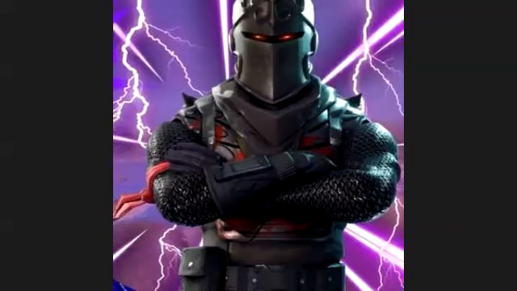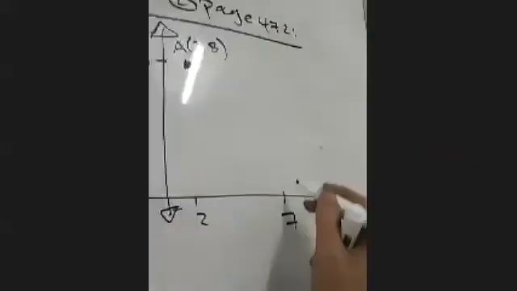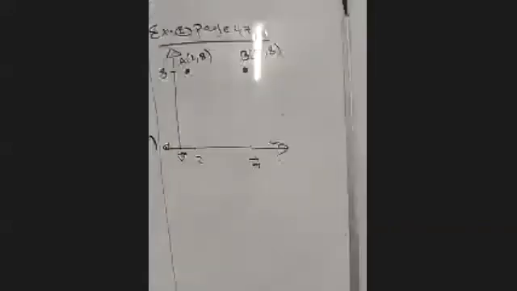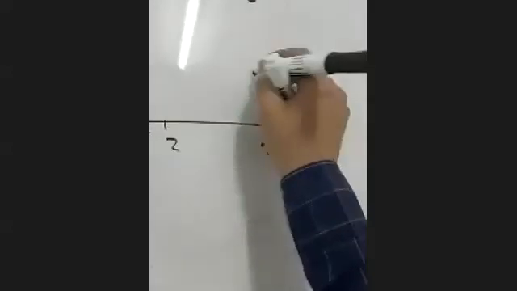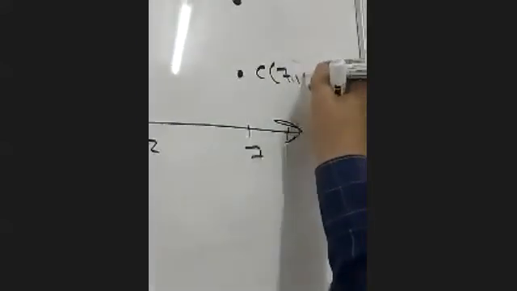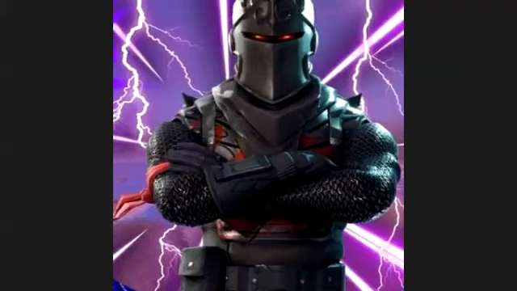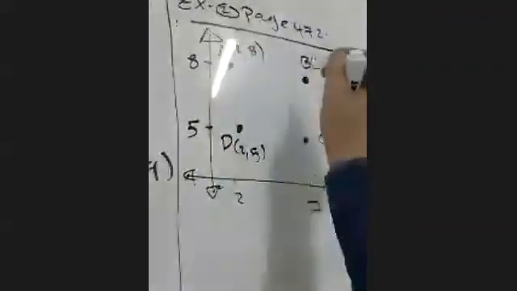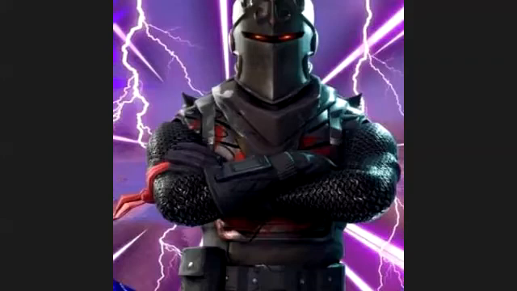Now point B. What's point B? 7 and 8. Here is 7, go up until 8, right? This is point B. Good. What's point C? C is 7 and 5. This is the 5 here, so 7 and 5, right? Now point D. It is 2 and 5, right? Yes, correct. Good. Now after we plot the points, guys, we make our polygon, the rectangle.